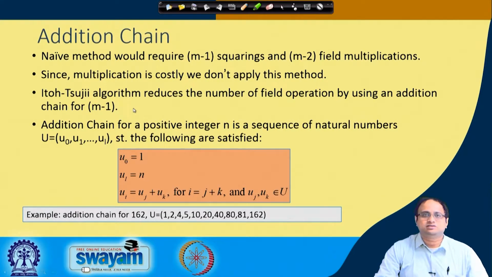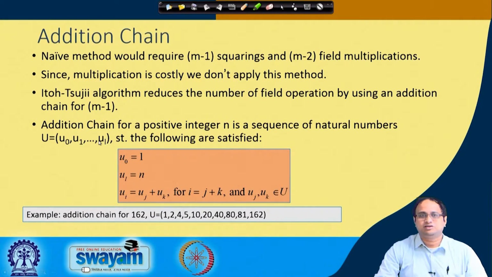Okay. So, let us define an addition chain. What is the definition of an addition chain? An addition chain for a positive integer n is a sequence of natural numbers, starting from u0, u1 and so on to ul. That means, L is the length of the addition chain, such that I will initialize u0 to 1 and ul to n. That means, since it is the addition chain for n, the starting point is 1 and the end point is n. The in between values we need to determine.